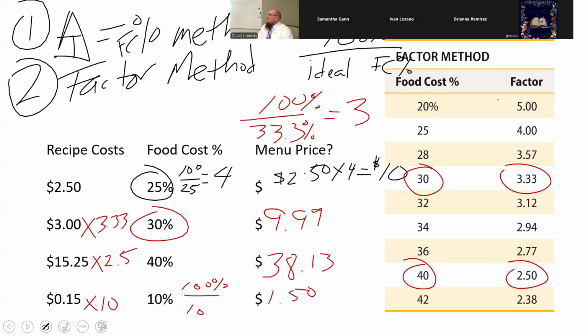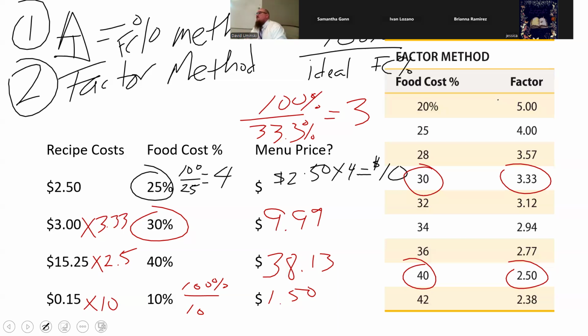Okay. So if you ever find a problem that says using the factor method, what is the selling price for an item with a 40% food cost? You're going to take 100 divide by 40. Your factor is 2.5. So you'll multiply that by the food cost. Okay, that's the factor method.